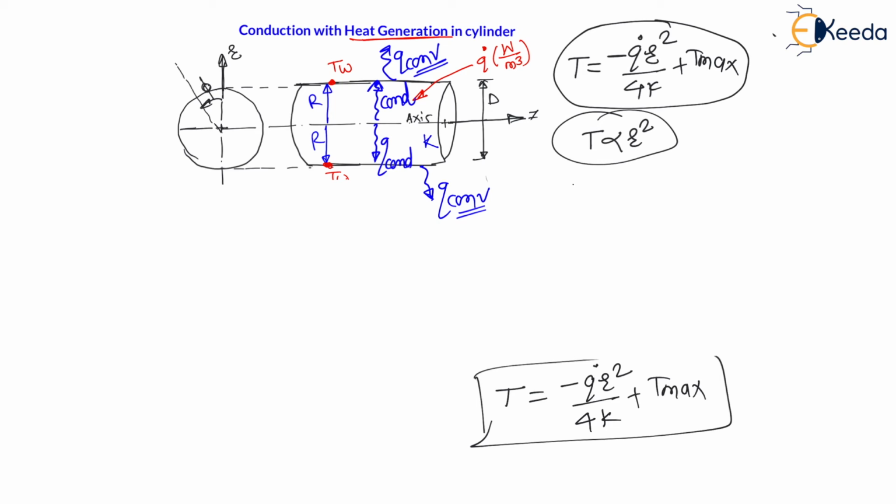So, my dear students, we will get maximum temperature minus temperature at any location is equal to plus q dot r square divided by 4k. Right? This q dot r square I am considering on the left side and this T on the right side. Then the equation will become like this.